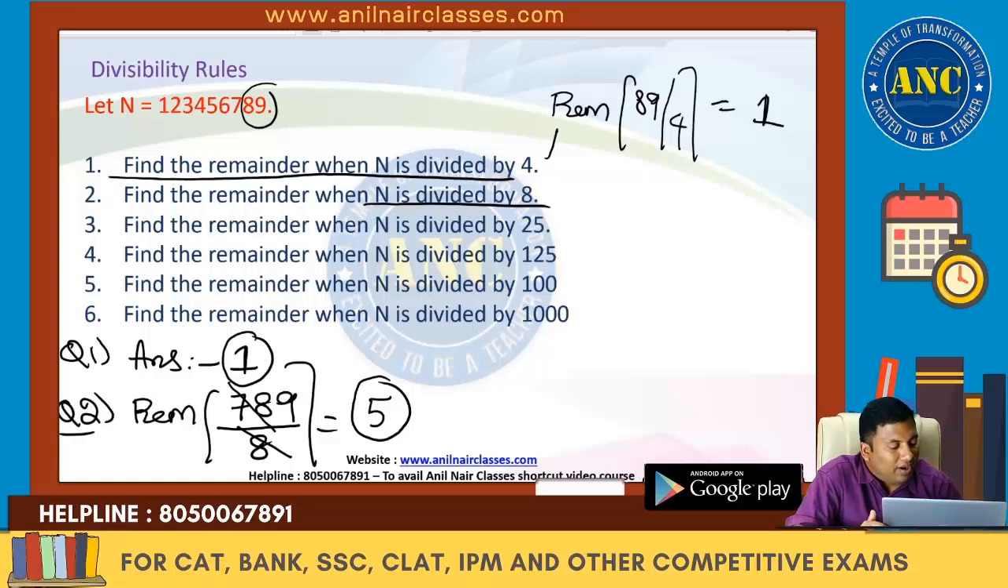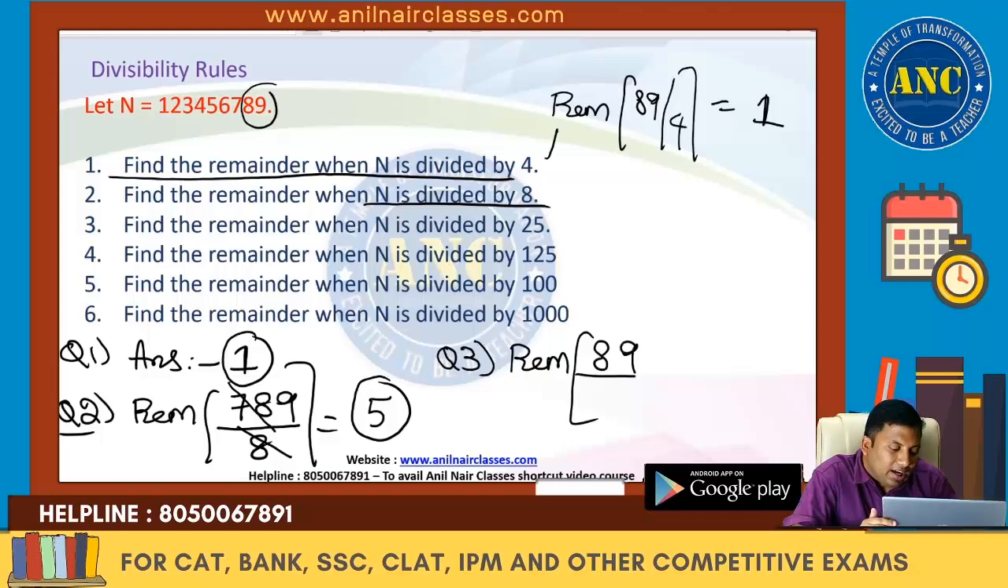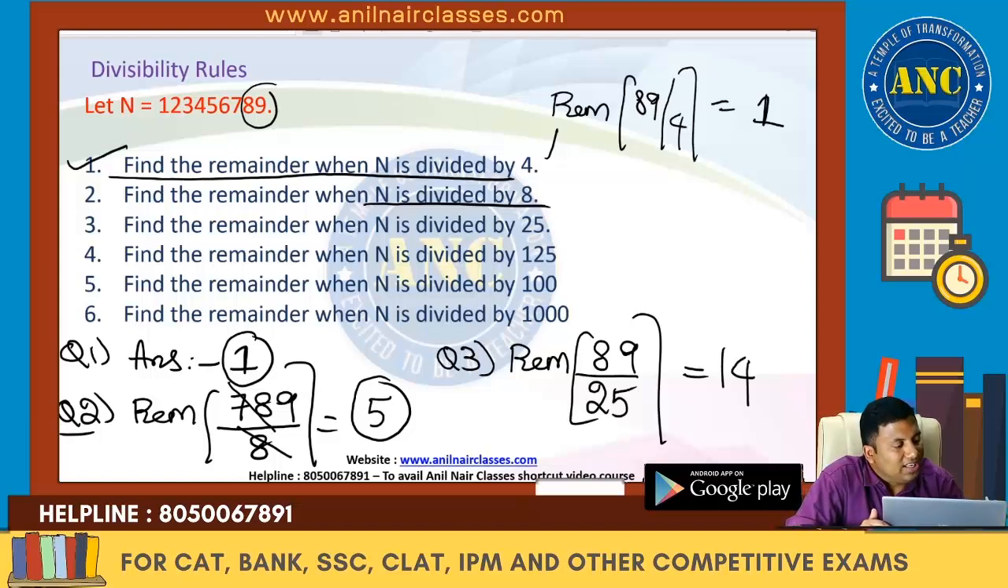Find the remainder when the number is divided by 25. 25 means the last two digits should be divisible by 25. 89 divided by 25. 25 threes are 75. The remainder is nothing but 14. Question 1 is clear, question 2 is clear, question 3 is clear.